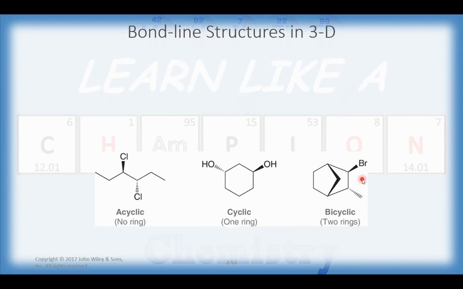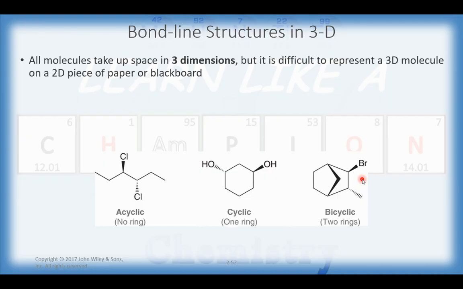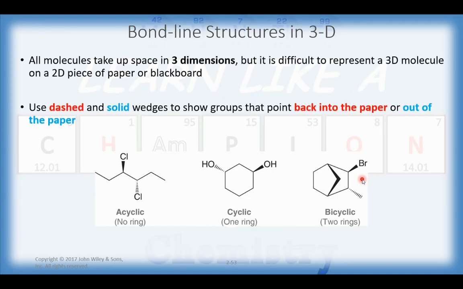Now, our molecules aren't just flat. When we draw a bond line structure, it's easy to think of them as a flat planar structure. And some of them may in fact be, but the large majority of them, if there's sp3 hybridization, that's got a tetrahedral shape around it. It's going to be three-dimensional. So how do we show that three-dimensionality? The way that we typically do it is by using wedged bonds. They could be solid wedges or they could be dashed wedges.